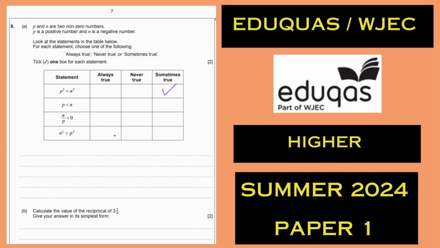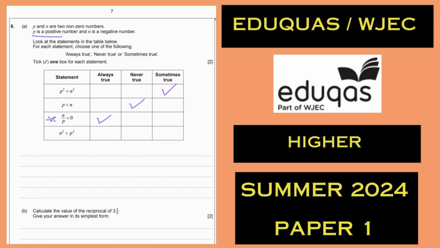P is less than N. Well, P stands for positive. So P will always be above 0. N will always be below 0. So by definition, P will always be larger. It's never true. N divided by P. One's positive, one's negative, and when you divide them, you get a negative answer, no matter what they are. So a negative is always lower below 0. So that is always true.